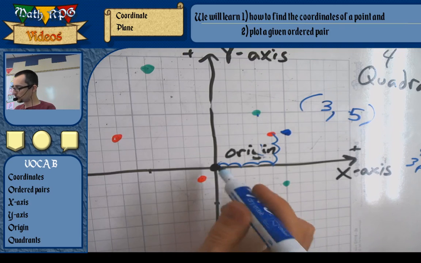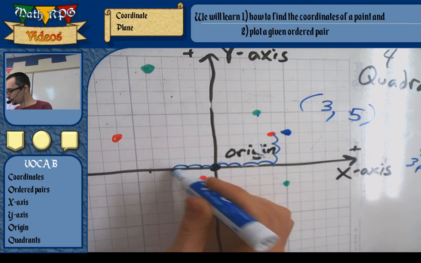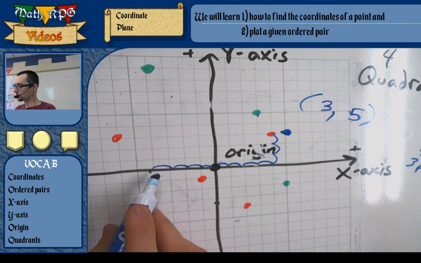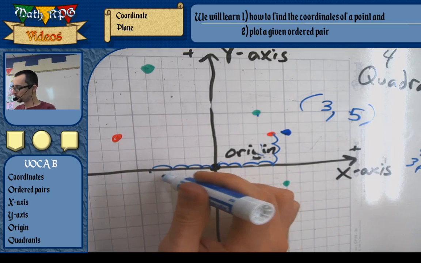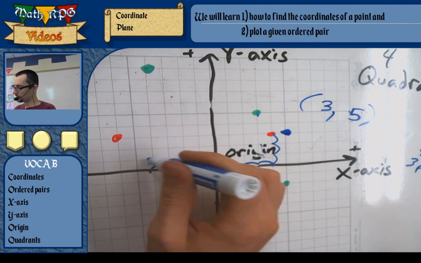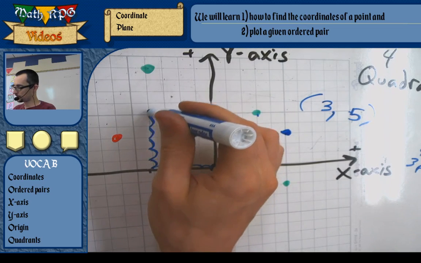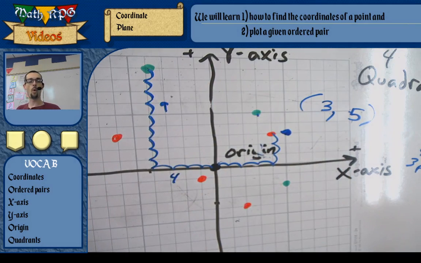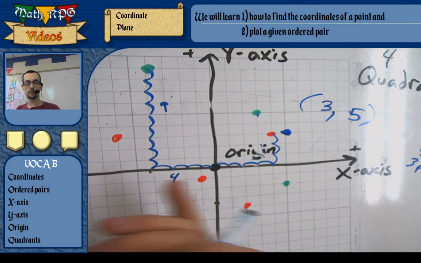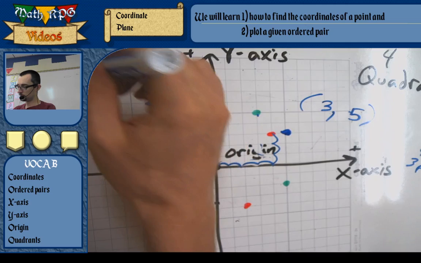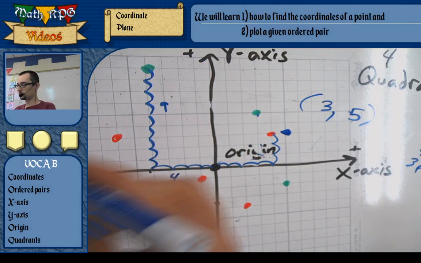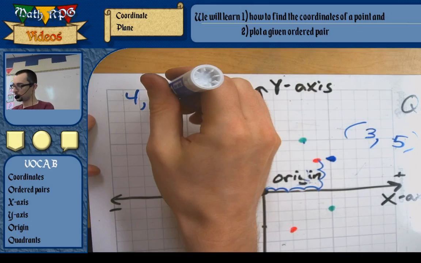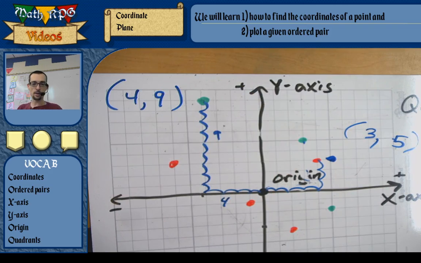So let's go 1, 2, 3, 4. If I go farther than 4, I'm going to pass it. So I'm going to stop there. I'm going to start going up. So I went 4. I'm going to go up 1, 2, 3, 4, 5, 6, 7, 8, 9. Right? I went 9. So my coordinate would be, well, how many did I go over? 4. How many did I go up? I went 9. So my coordinate is going to be 4, 9. So here's the thing.